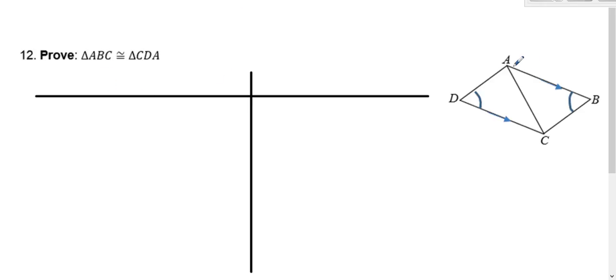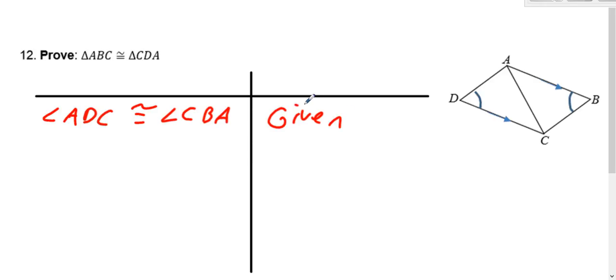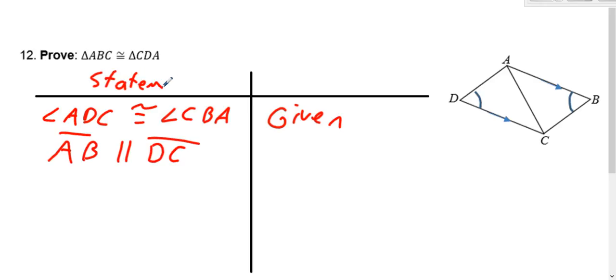So we know that angle ADC is congruent to angle CBA. Because it's marked in the picture, that is given. We also know that AB is parallel to DC. AB is parallel to DC, that was also given.